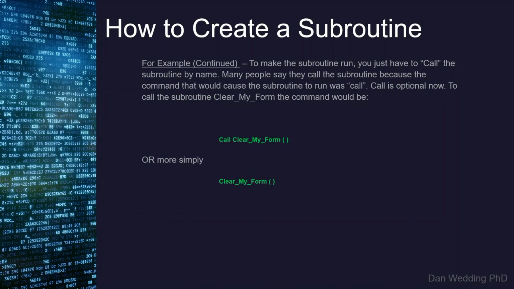To make the subroutine run, you just have to call the subroutine by name. Many people say they call the subroutine because the command that would cause the subroutine to run was Call. Call is optional now. To call the subroutine ClearMyForm, the command would be Call ClearMyForm, or more simply, ClearMyForm.